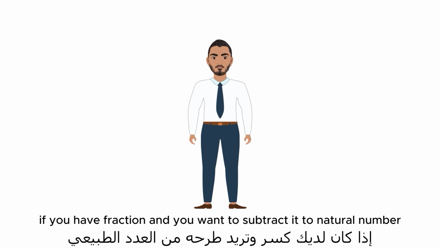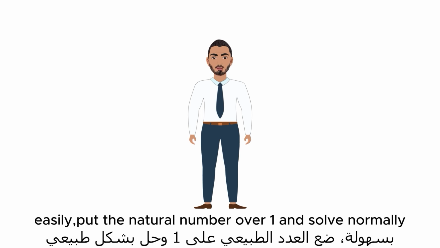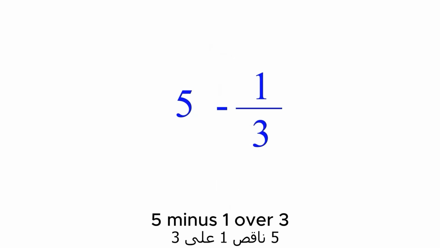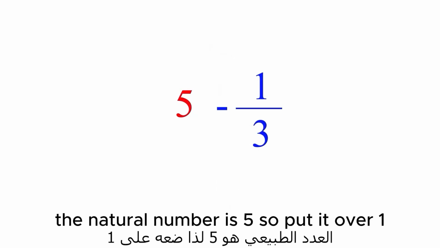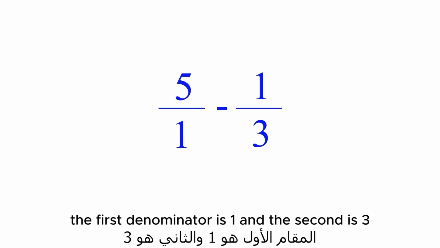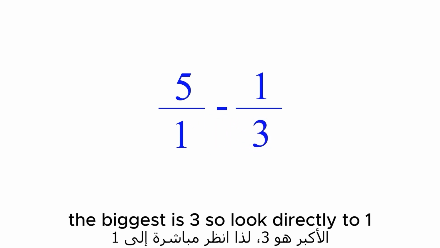Note, if you have a fraction and you want to subtract it from a natural number, easily, put the natural number over 1 and solve normally. Example, 5 minus 1 over 3. The natural number is 5, so put it over 1. It becomes 5 over 1. Now subtract normally. The first denominator is 1 and the second is 3. The biggest is 3, so look directly to 1.